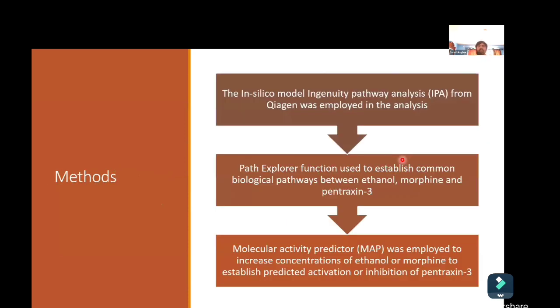In terms of methods, we utilized the in silico method IPA, Ingenuity Pathway Analysis from Qiagen, which basically allows one to simulate biological processes and biological pathways. Firstly, the path explorer function was used to identify common biological pathways between ethanol, morphine, and pentraxin 3. Then the molecule activity predictor function was used to either increase or decrease concentrations in the computer simulation to determine whether increased concentrations of ethanol or morphine will lead to a predicted activation or predicted inhibition of pentraxin 3. All right, so moving on to the results that we found from our analysis.